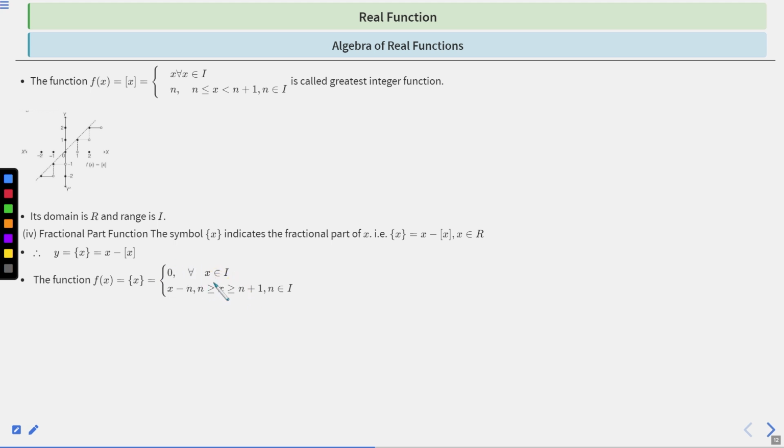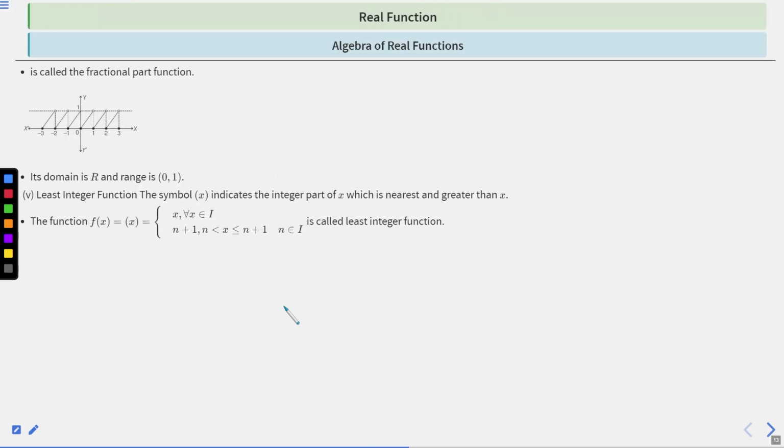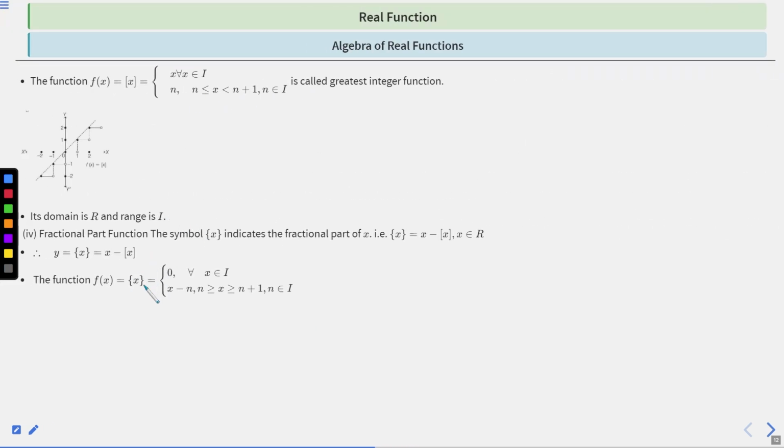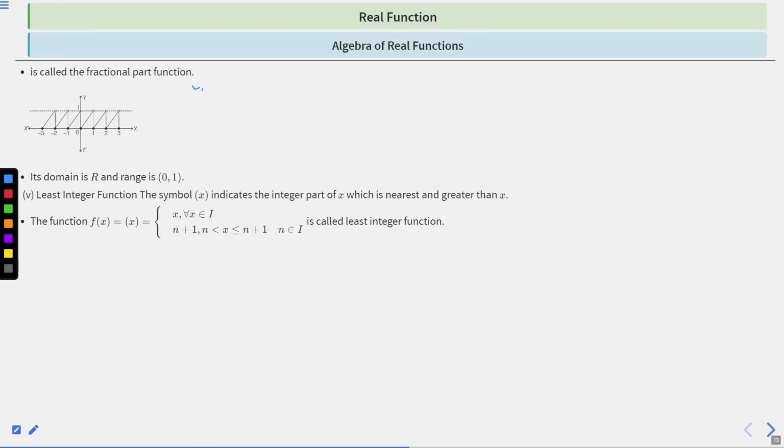When x is an integer, the fractional part of x is equal to 0, and when x is between two integers, then the fractional part of x is basically x minus n, where n belongs to I. Next is algebra of real functions. We are continuing algebra of real functions. So this representation is called the fractional part of x.